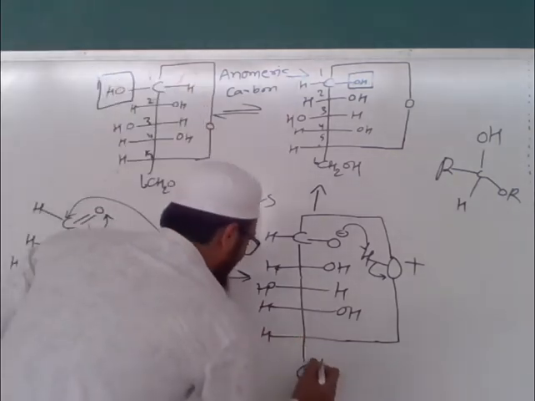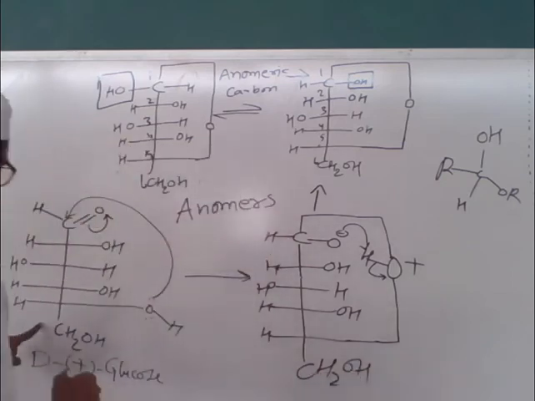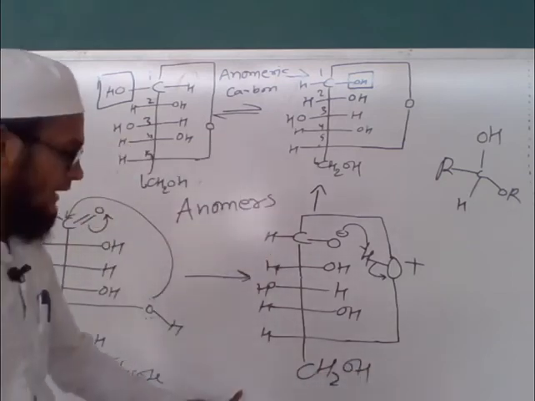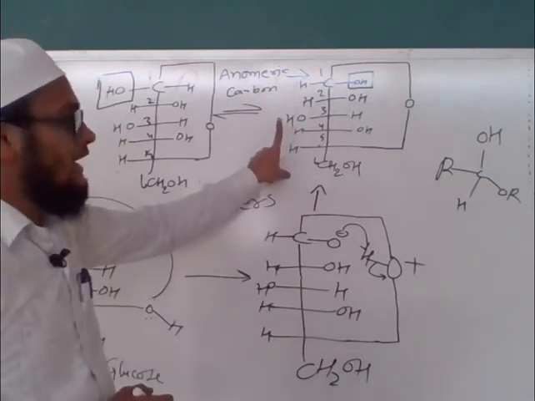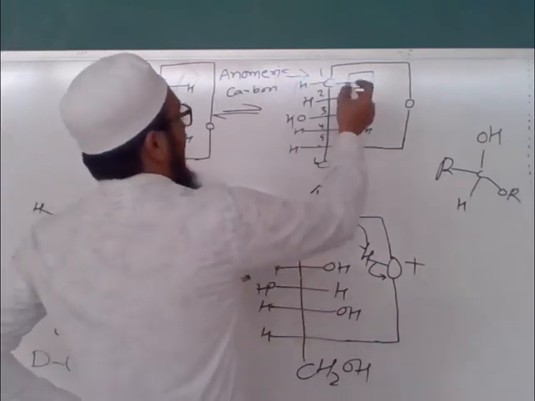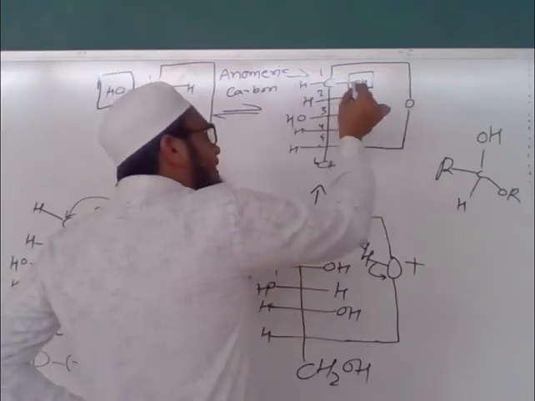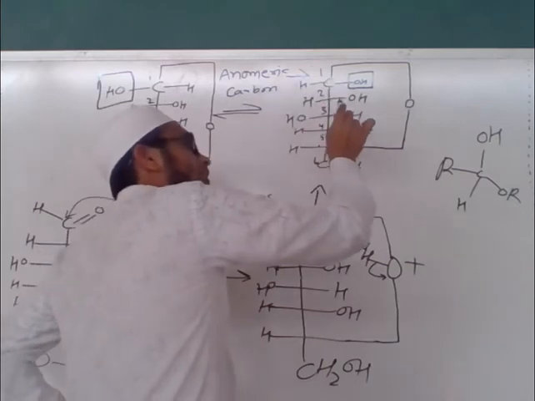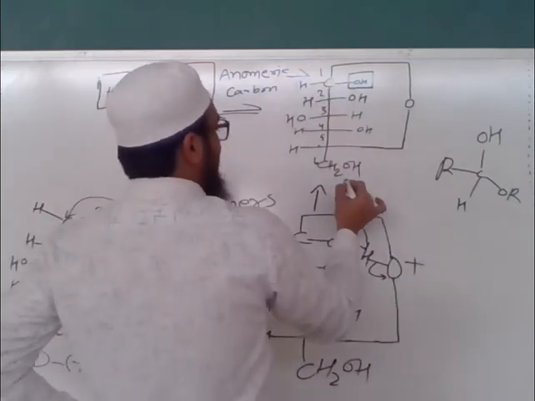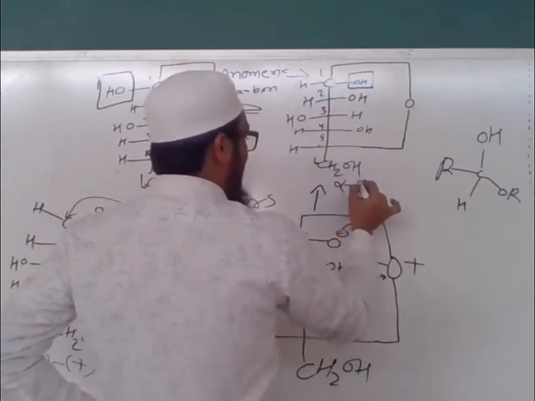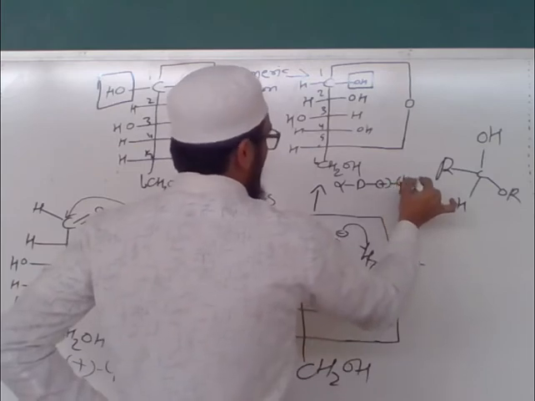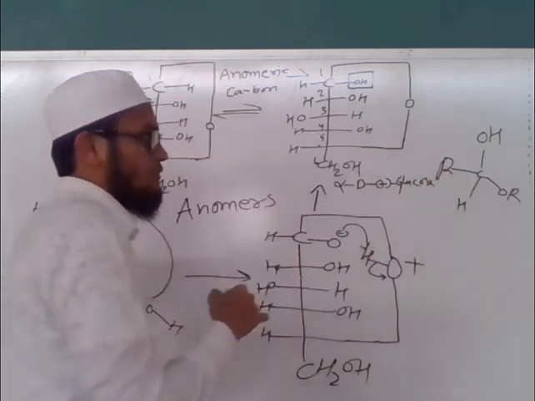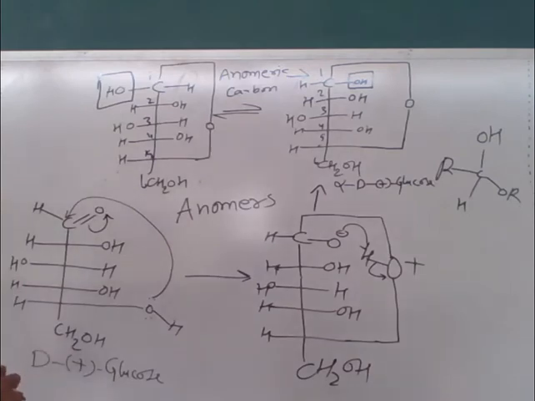So it is our D glucose molecule. Okay, D glucose molecule. Same here, D glucose molecule. Now, this OH on the anomeric carbon, on the first chiral carbon, is towards the right side. So I will give the name alpha D positive glucose. Alpha D glucose.